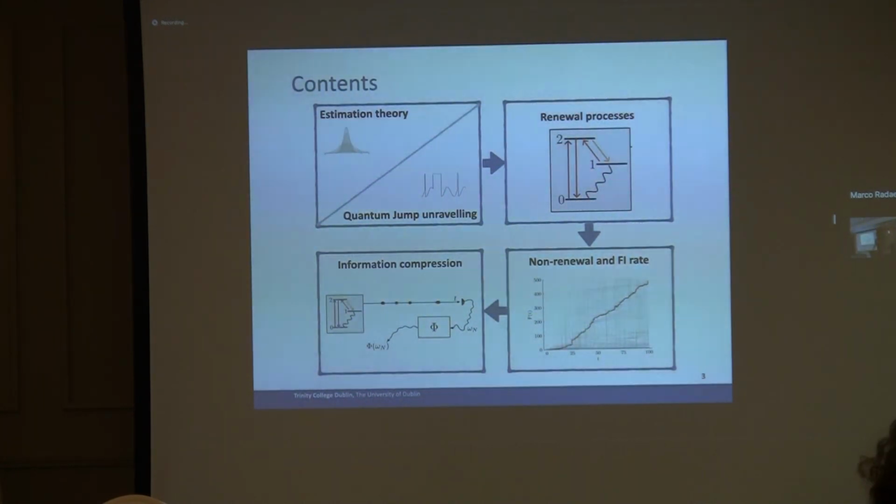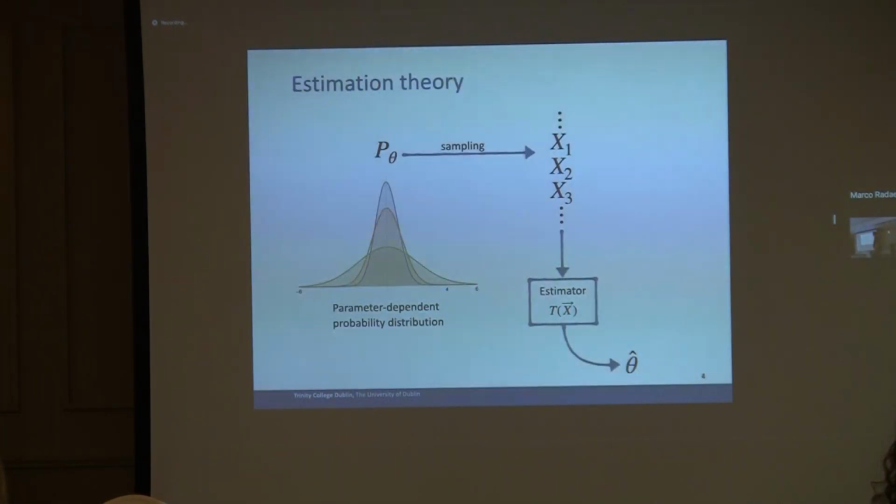So the presentation is structured like this. I will start by quickly introducing the main ideas of estimation theory, then go over the formalism of quantum jump trajectories, just to set the stage for the discussion. Then I will need to restrict to a subclass of processes for which things can be said much more easily analytically. We will then generalize to the entire class of possible quantum objects, and finally look a bit at the information compression problem.